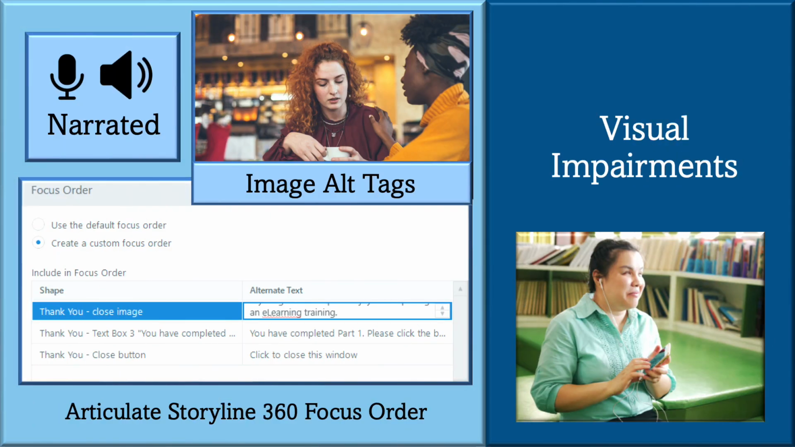Visual impairments. For visually impaired users, including those who are blind and have low vision, the program is narrated, and content is also formatted so that a screen reader can be used to aid in a good experience. For instance, all images have alt tag descriptions, and all textual content is formatted with appropriate heading structures to aid in navigation. Articulate Storyline 360 also has a feature called Focus Order, where designers can arrange all items on a slide in the order they appear, as well as provide descriptions.